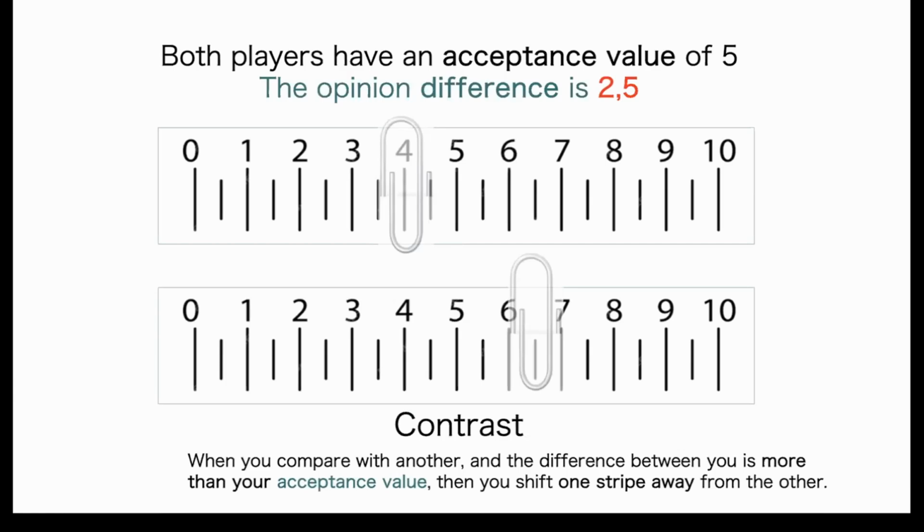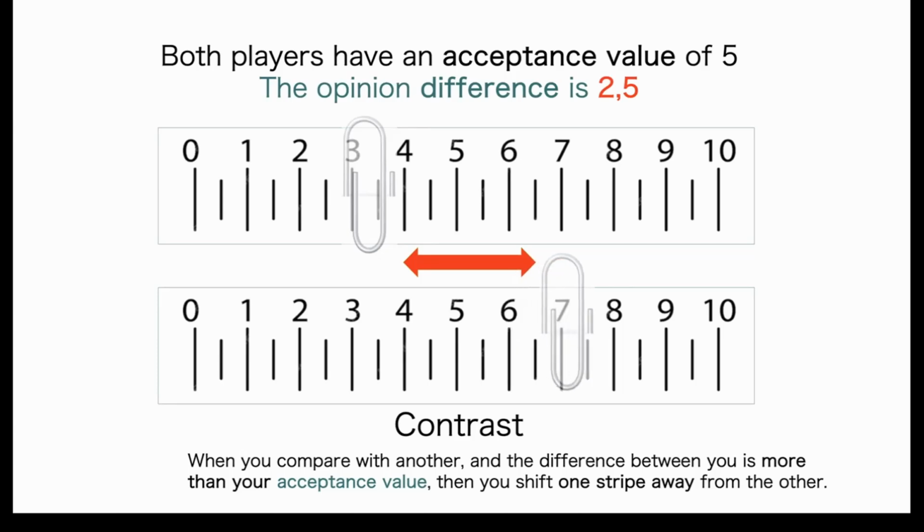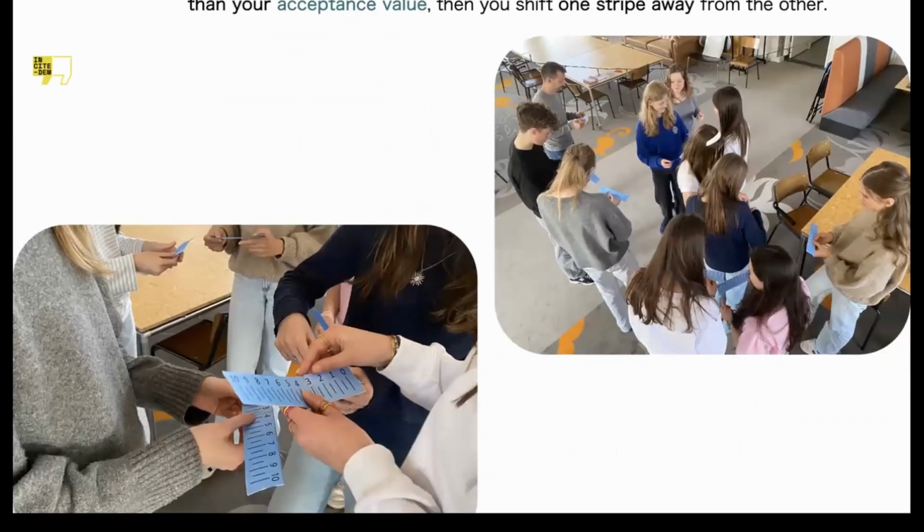However, suppose you have an acceptance value of 5 and the opinion difference is 2.5. But the acceptance level should be low in this case. But if the opinion difference is larger than the acceptance level, then you would generate a contrast effect and people would move away from each other.